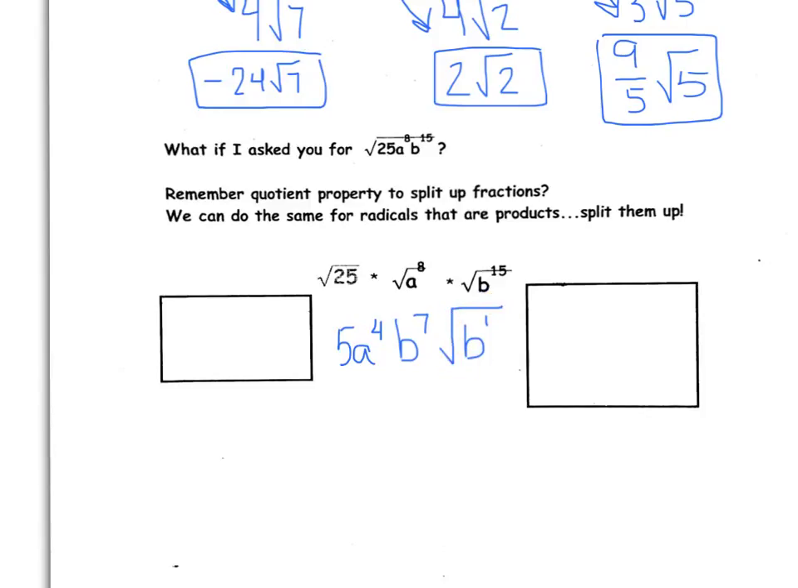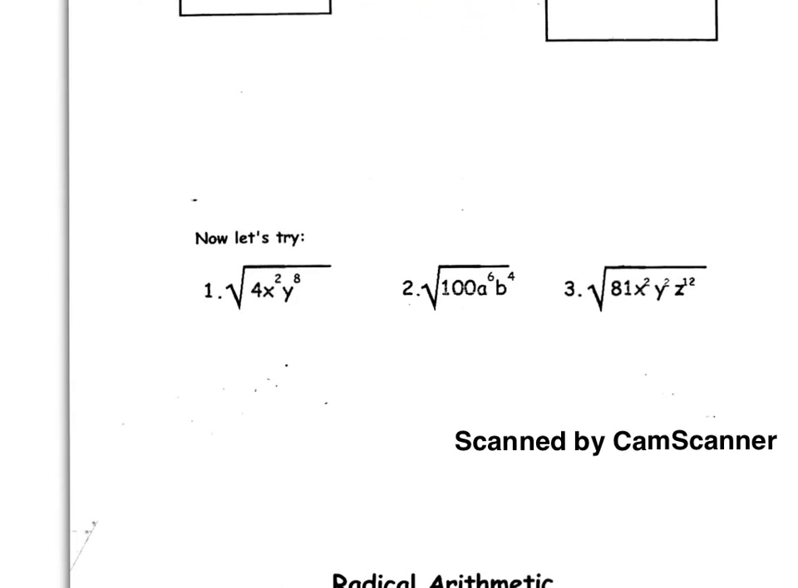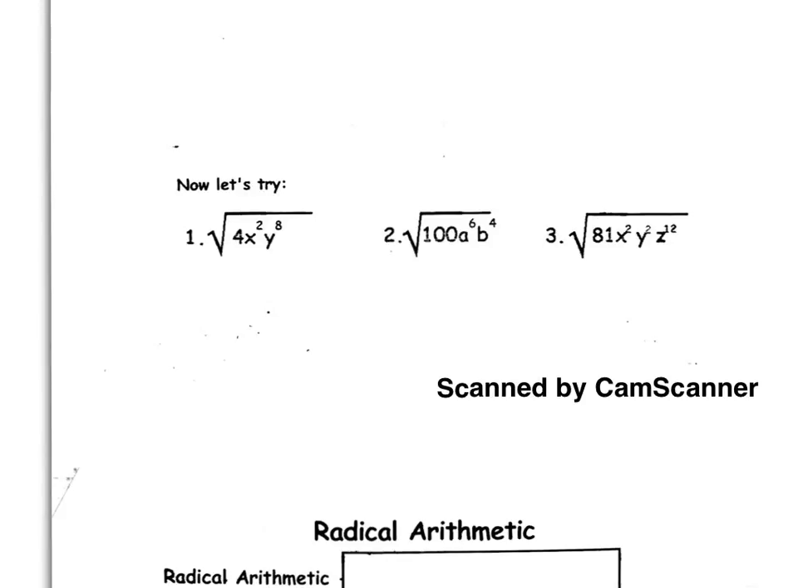Okay? Let's try some of these problems. Now, we've made them all even numbers to make it easy, just so you kind of get how to do it. So, with the square root of 4x squared y to the 8th, remember, do each part separately. I know the square root of 4. The square root of 4 is 2. And then all we do is cut our exponents in half. X to the 1 and y to the 4th. That's it.